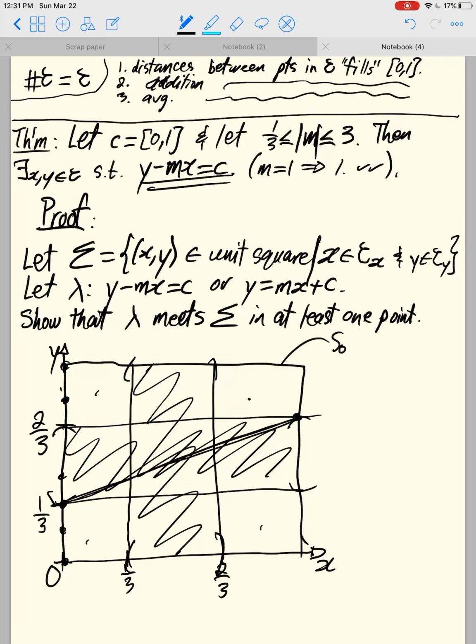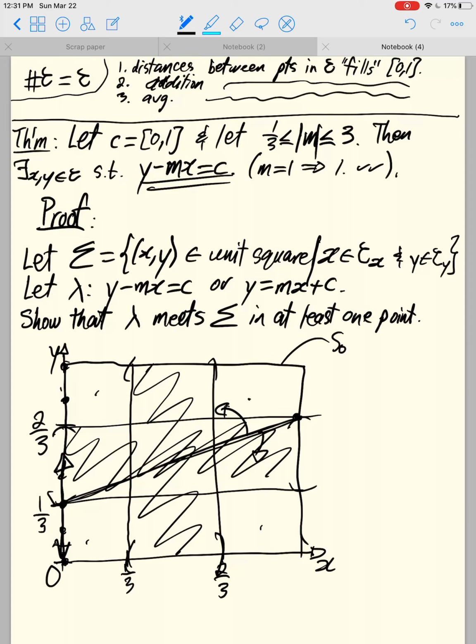And so it's touching at least one of the 4 smaller squares. And then if we were to change c, which would bring the intercept up or down, or if we were to change the slope between 1/3 and 3, it would always still touch one of the smaller squares.